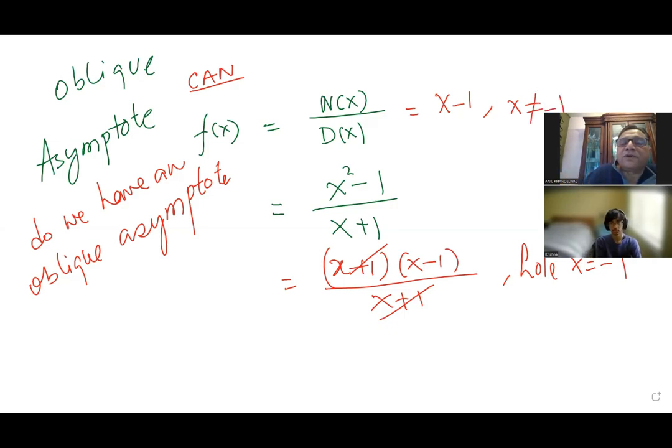And if I draw this function, how will it look? It is x minus 1. That means a straight line with a slope of 1, gradient of 1, y-intercept of minus 1, correct? However, at minus 1, it is not valid. So at minus 1, I will have a hole. Do you see that part? Yes. And the value at minus 1 is going to be, when I substitute, minus 2, correct?